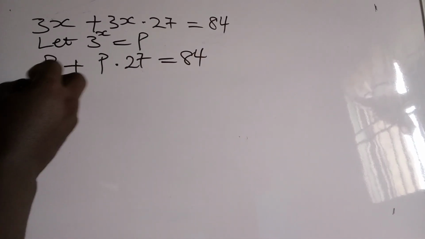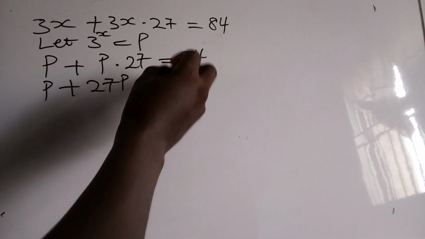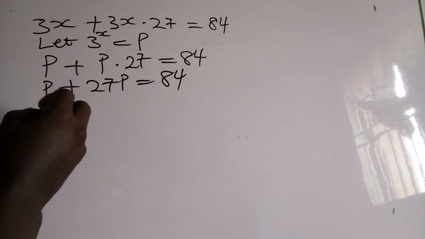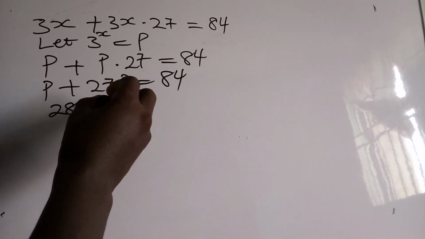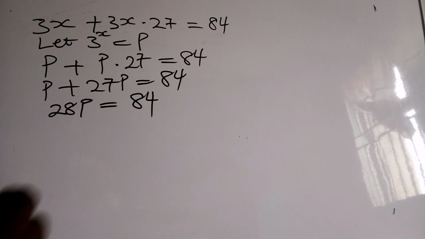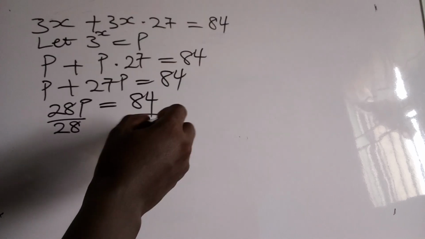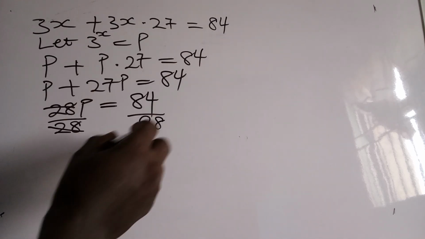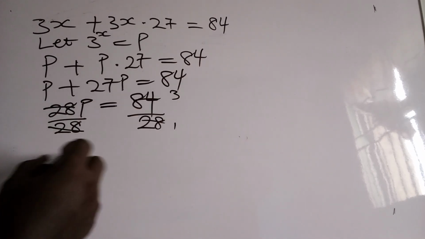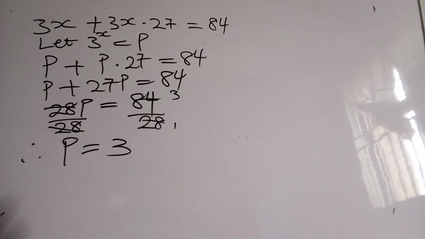So we have p plus 27p equals 84. So here we have 28p equals 84. For us to find the value of p, we divide both sides by 28. This one is 3. So therefore the value of p is 3.